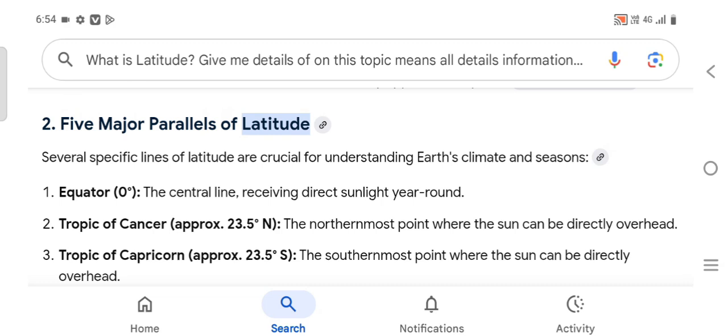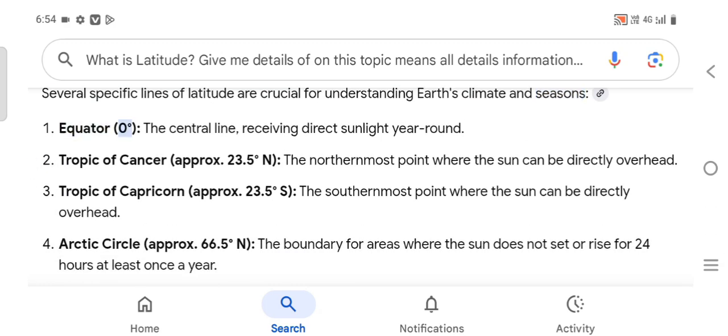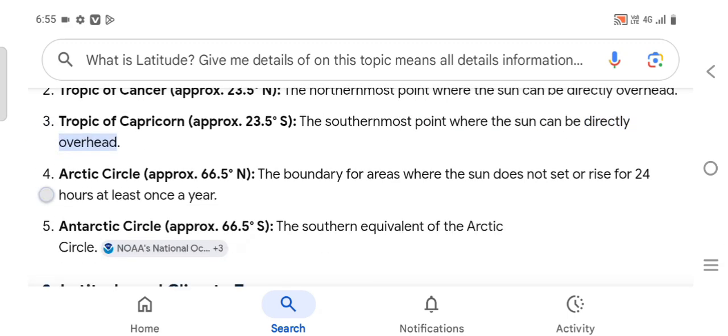2. 5 major parallels of latitude. Several specific lines of latitude are crucial for understanding Earth's climate and seasons. 1. Equator, 0 degrees, the central line, receiving direct sunlight year-round. 2. Tropic of Cancer, approx. 23.5 degrees north, the northernmost point where the sun can be directly overhead. 3. Tropic of Capricorn, approx. 23.5 degrees south, the southernmost point where the sun can be directly overhead.